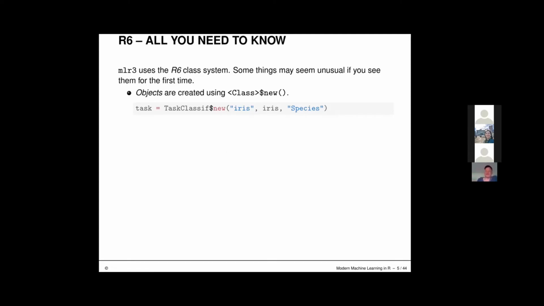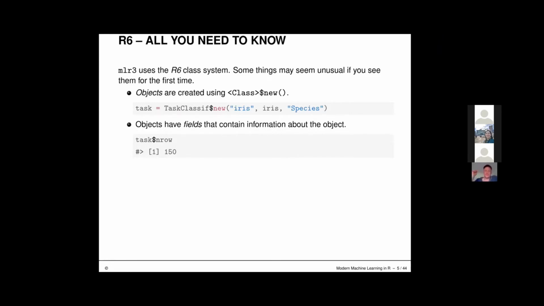It's not too hard, right? R6 objects can be constructed by calling the class name and then the constructor new, right? For example, if you want to create a classification task, you call the object TaskClassif and then the constructor new, and then you can pass some arguments here. For example, the ID, the data frame of data, and what's the target column. What you get back is an instance of this class, an instance of a TaskClassif object.